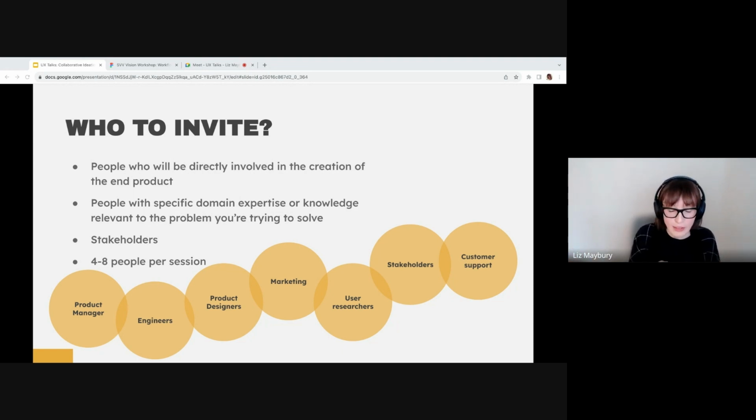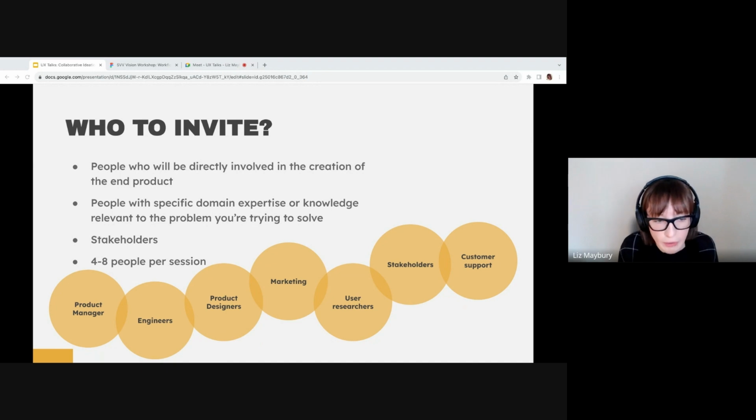And it was really important to get someone from marketing in there because that was a really key first step in our creation and registration flows. So you're going to be able to determine, dependent on your project, who's the right person or who are the right people to bring into this.